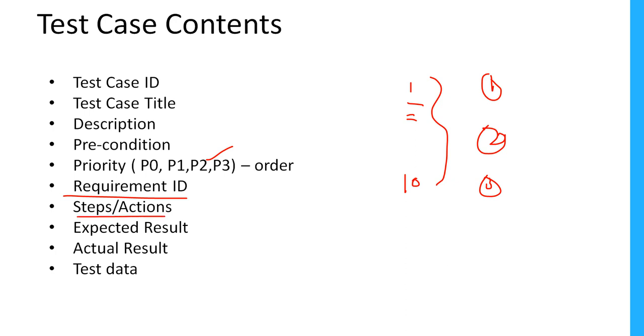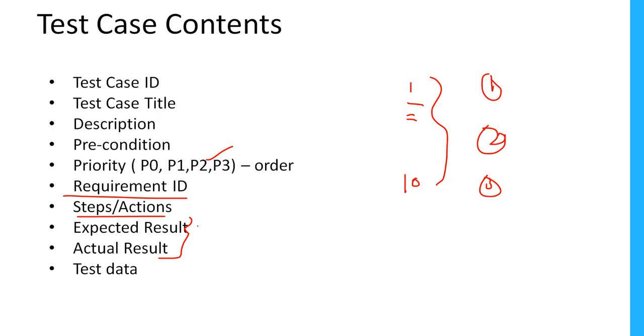And steps and actions: what are the different actions we need to perform on the application, we need to specify the steps. And for each and every step or action we also need to specify the expected result, the outcome we are expecting. Once you have executed the test case, we also need to capture the actual result, because based upon these two fields we decide whether our test case has passed or failed. And test data is also required. Suppose some test cases require a huge data set, so we also need to create the test data. That is also part of a test case. So these are a few contents of the test case.